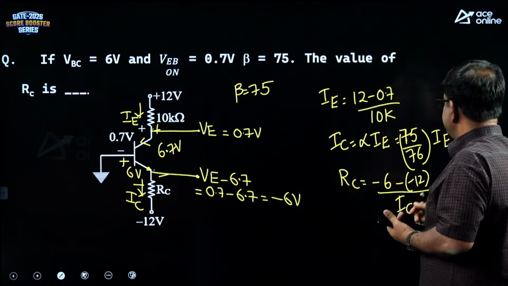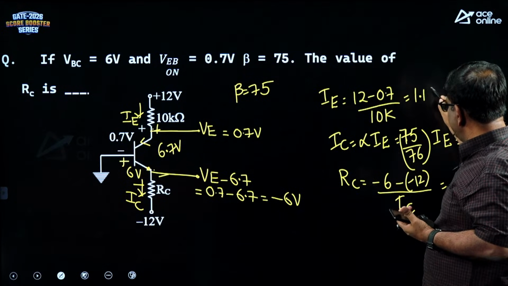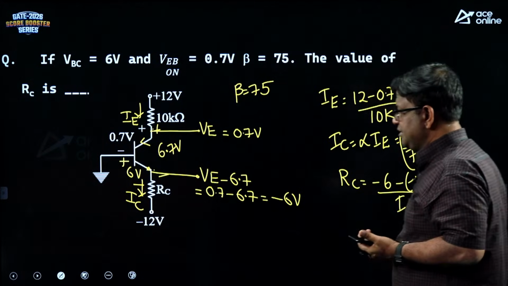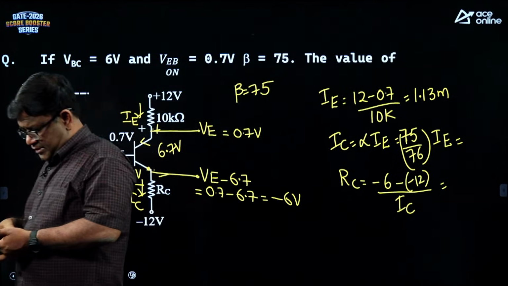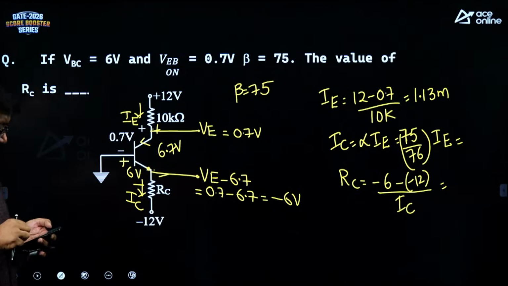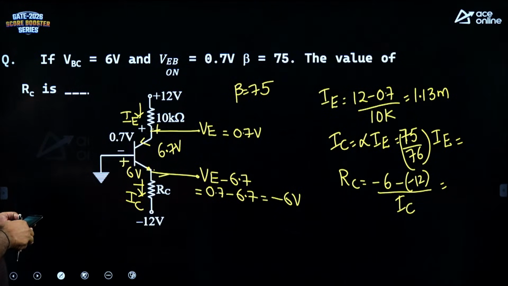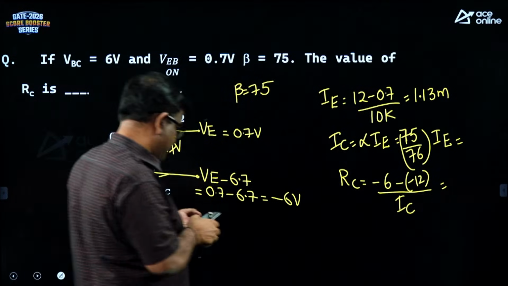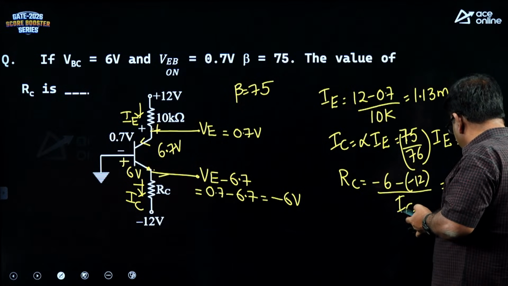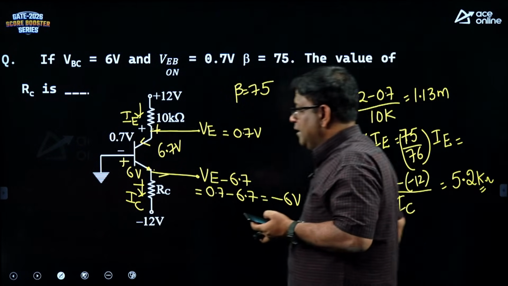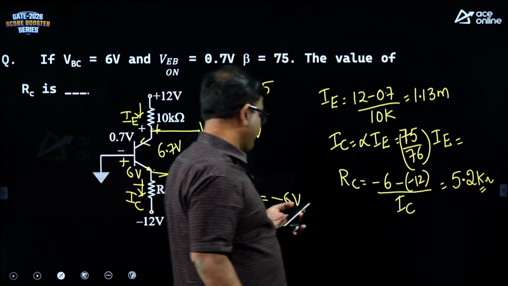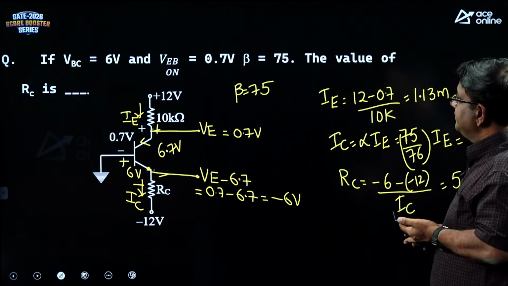So, 12 minus 0.7 is 11.3, so IC is almost 1.13 milli. Please substitute 6 by 1.13. So, approximately 6 by 1.13, it is around 5.2K. Around 5.2K we are getting. This is the value of RC.